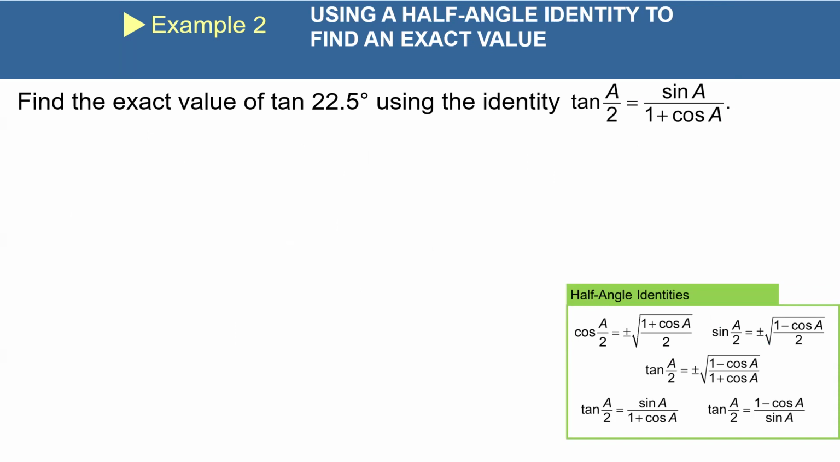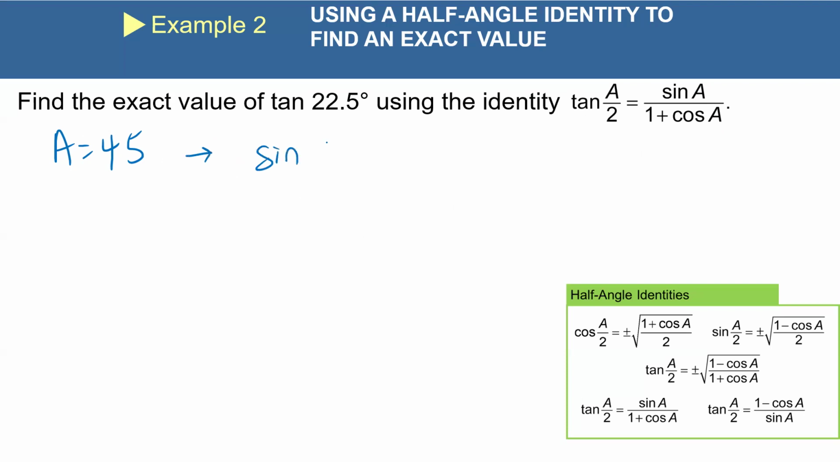Now, oh, my knee popped. We have the tan of 22.5 using the identity tan A over 2. So thinking about our unit circle, what value on our unit circle can I divide by 2 to get 22.5? 45. So for this, we know that A equals 45. Yes? So we're going to plug in 45 for A.